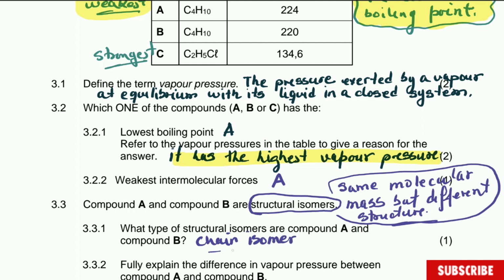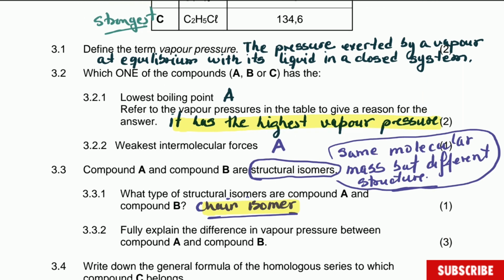There is nothing to say about that. It's quite simple. It's the only one that will affect that vapor pressure. Fully explain the difference in vapor pressure between compound A and B.